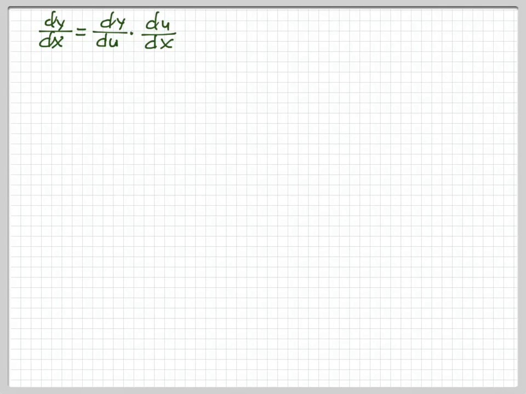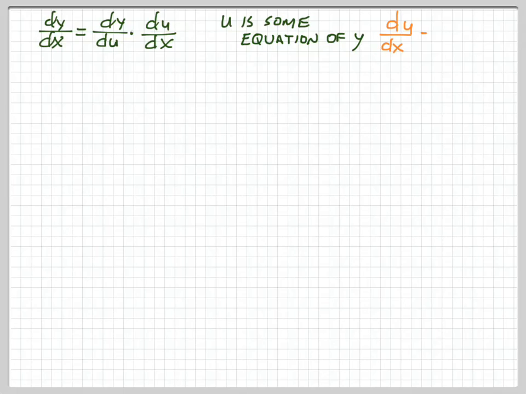Alright, in this video we're going to look at examples of implicit differentiation. And remember that implicit differentiation is just an extension of the chain rule. We normally say dy over dx, the derivative of y with respect to x, is dy over du times du over dx. And u is going to be some equation of y. Now, we can rewrite this a little bit, and we can say the derivative of u with respect to x is going to be du over dy times dy over dx.